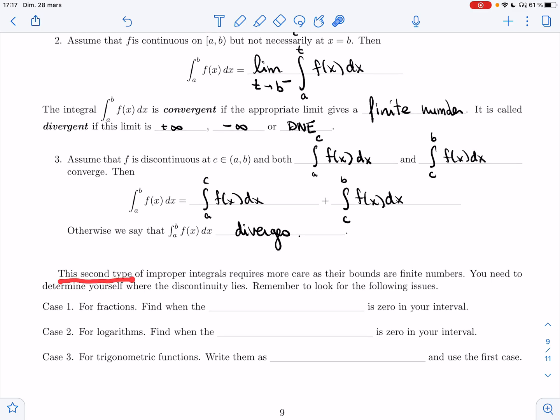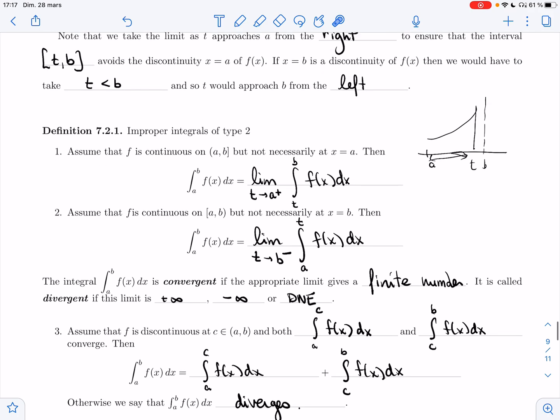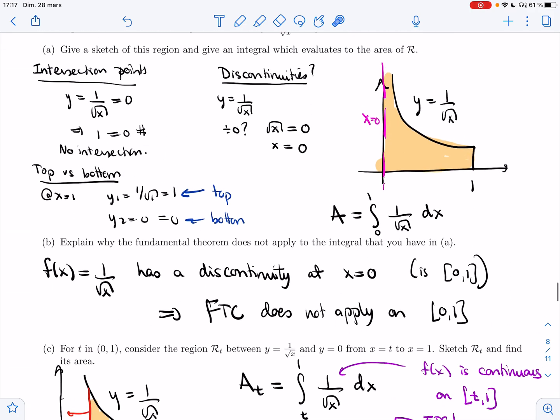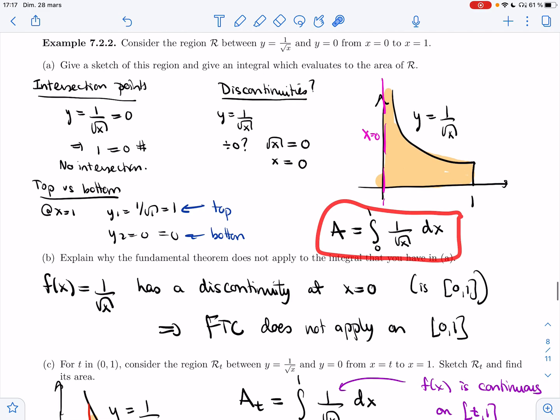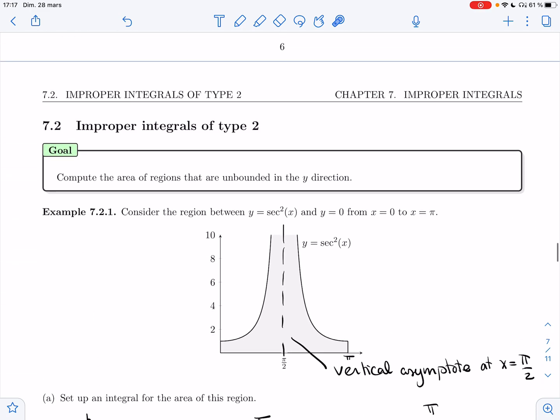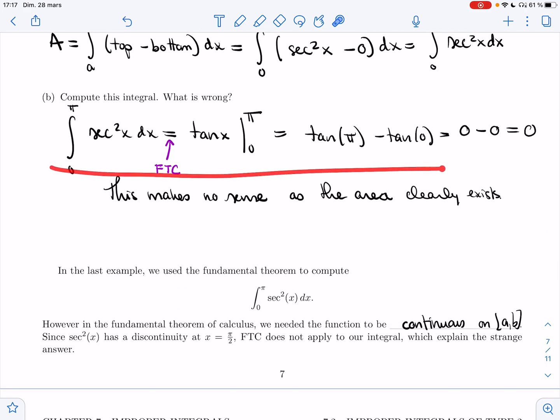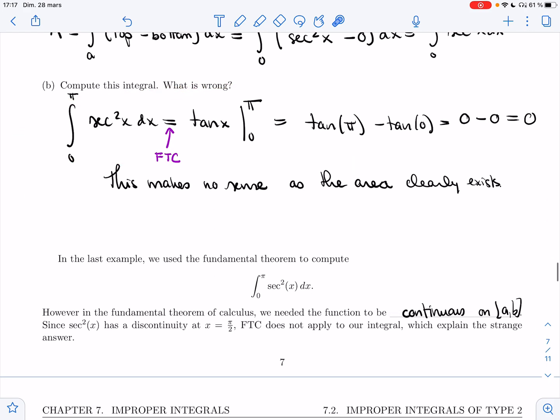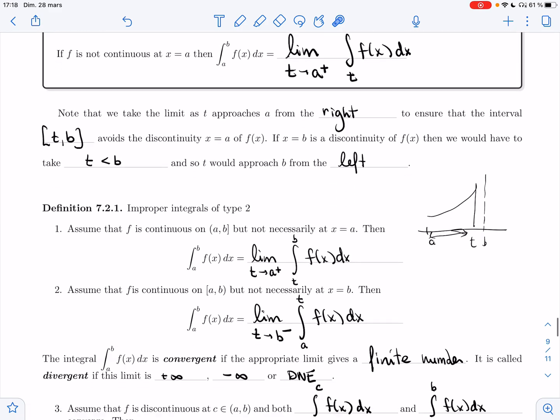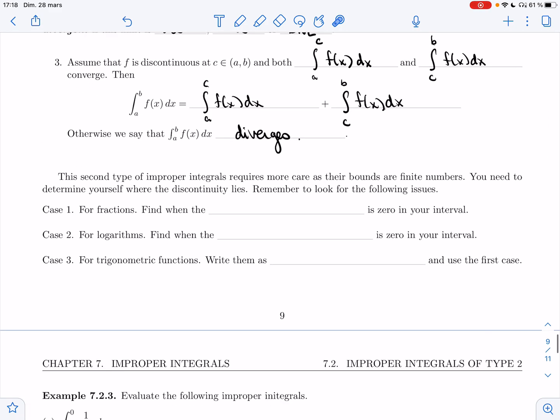All right, so the second type of improper integrals requires more care as their bounds are finite numbers, right? We saw it in each of the examples. This looks like a regular definite integral. So does this. At first glance, you could plow ahead, do this, get 0, get the wrong answer. And so it's a bit more of a trap than type 1 where you have a big infinity as one of your bounds. So you need to determine yourself where the discontinuity lies.